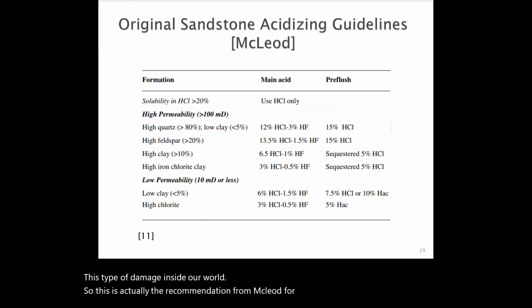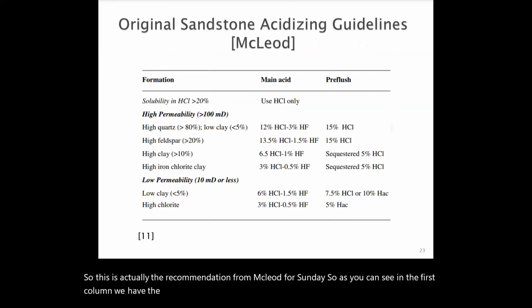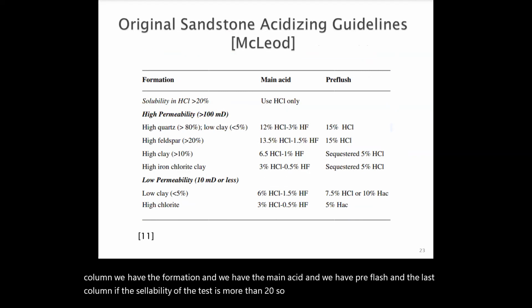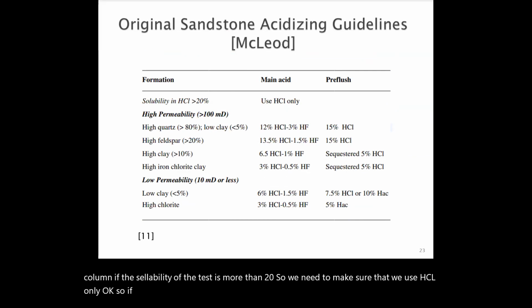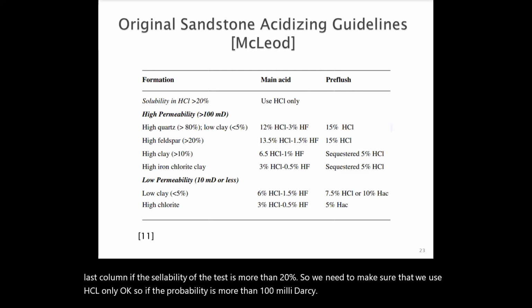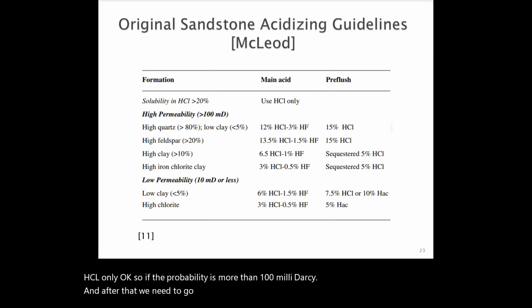Okay, so this is the recommendation from McLeod for sandstone acidizing. As you can see in the first column, we have the formation, and we have the main acid, and we have the pre-flush at the last column. If the solubility of the test is more than 20%, we need to make sure that we use HCl only. Okay. So if the permeability is more than 100 millidarcy, after that we need to go for the mineralogy of the formation. This is all about the percentage of the quartz, feldspar, clay, and iron.